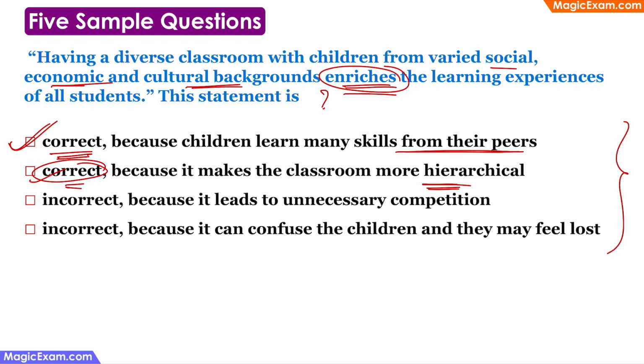So such hierarchy doesn't build up because children are from different backgrounds, right? So this statement is half incorrect. The correct part is okay, but the hierarchical part is wrong. Next, incorrect, because it leads to unnecessary competition. No, if children are from different backgrounds, it does not lead to unnecessary competition. So therefore, this can be eliminated.